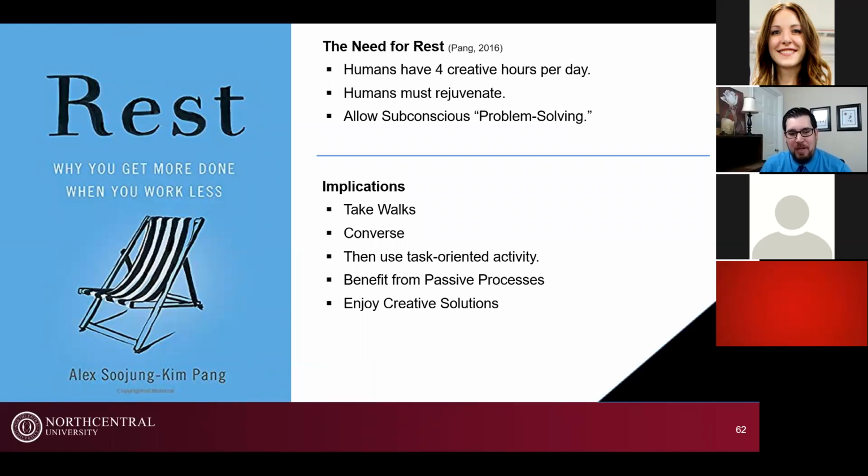Pang was one of the first people that I read that talked about the need for rest in our lives. Humans, he said, have approximately 4 hours of creative energy per day. We must rejuvenate. We must allow our subconscious to do some problem solving. Implications mean taking walks, conversing with each other, using the remainder, the non-creative hours of our workdays for more task-oriented activities. We benefit from the passive processes that our minds engage in. And we can enjoy creative solutions like having those great ideas we have in the shower, or conversational breakthroughs where we have great ideas by working with each other and conversing.